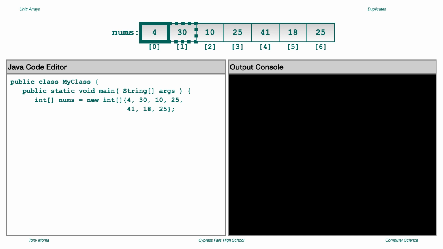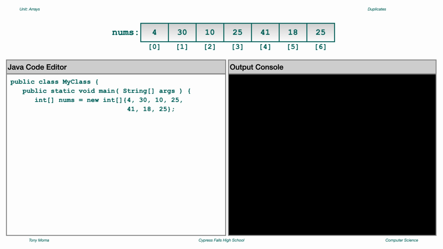Since they're not, because clearly 4 and 30 are not equal, we're going to move to the next value and compare them to the VOI. Once again, not equal, so we're going to move on to index 3 and compare it to the VOI. Once again, not equal, so we move on to index 4 and compare it to the VOI. Not equal, on to index 5, compare it, not equal, on to index 6. We compare it again, not equal, and that completes one iteration of the array.